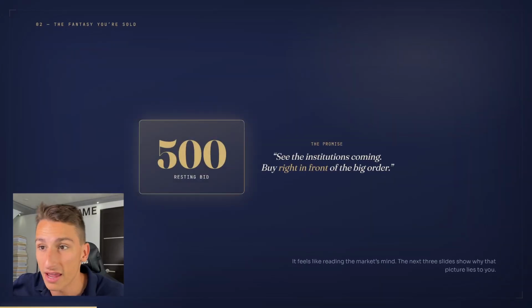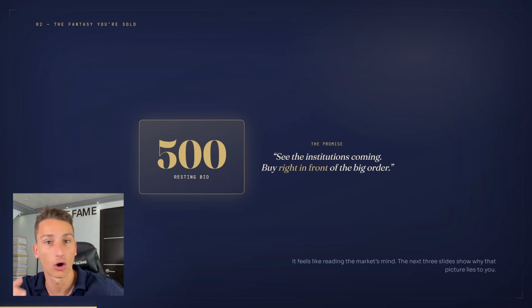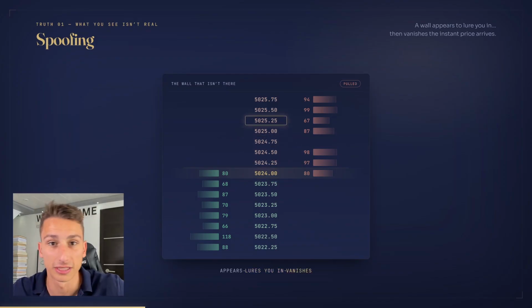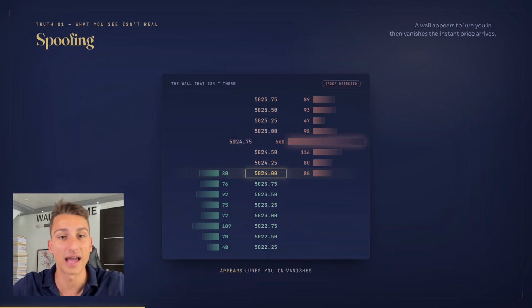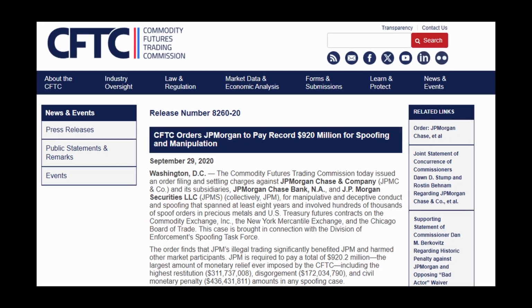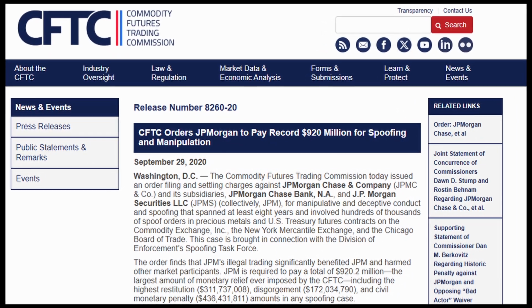Have you already heard of spoofing? Large players place huge orders they have zero intentions of filling, just to fake support or resistance. Then they pull them the second price gets close. And that 500 contracts bid you were about to buy in front of, you were almost ready to front run it. Gone. It was bait. They baited you. People have been fined hundreds of millions for doing exactly this. And the book lies to you constantly.